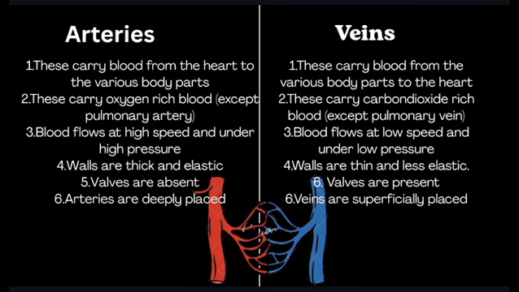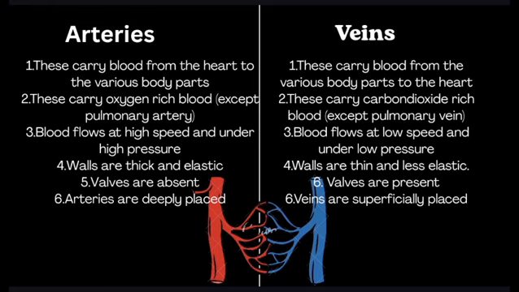Now, let us learn the difference between arteries and veins. As I previously said, arteries carry blood from the heart to various body parts and the veins carry blood from the various body parts to the heart. Arteries carry oxygen-rich blood except the pulmonary artery. The veins carry carbon dioxide-rich blood except the pulmonary vein. In arteries, blood flows at high speed under high pressure, but in veins, blood flows at low speed under low pressure.